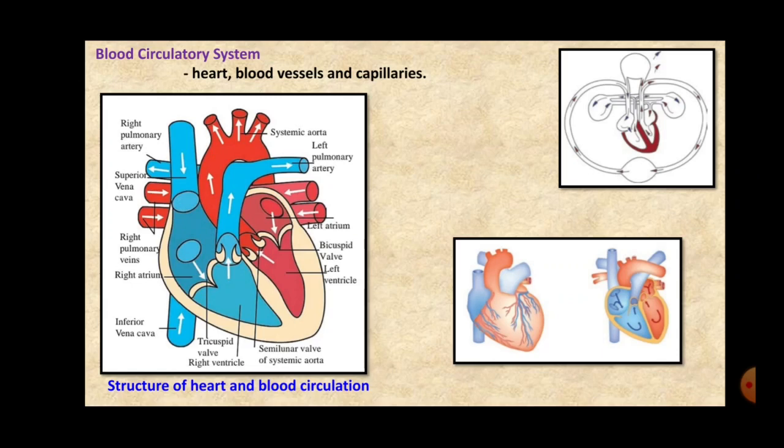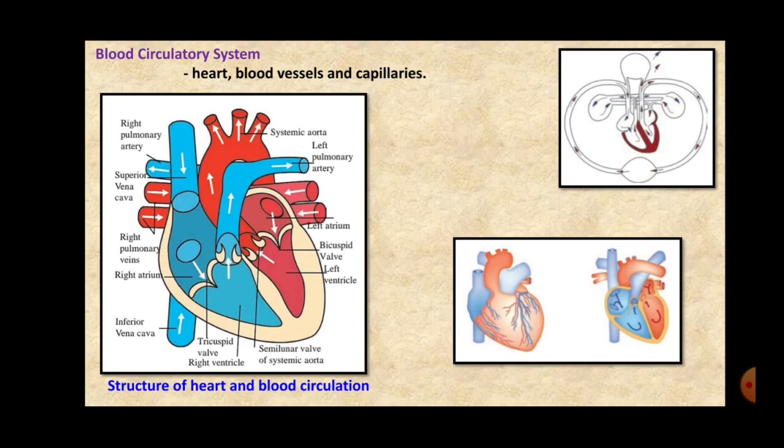Now, the heart is a muscular organ. It is made up of involuntary cardiac muscles. We had studied about cardiac muscles, voluntary muscles and involuntary muscles. So, the heart is made up of specific involuntary muscles which are called involuntary cardiac muscles. These muscles contract and relax with a definite interval, and this is called the beating of the heart, or heartbeat.